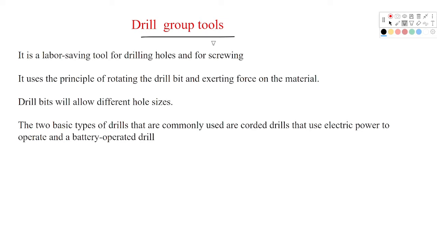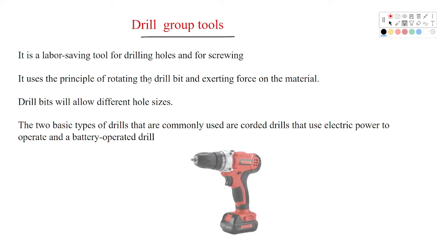Number two, we have a drill group tool. This one is used to drill, to make holes. It is a labor saving tool for drilling holes or for screwing things on the wall. This machine over here uses the principle of rotating. So this thing goes round.